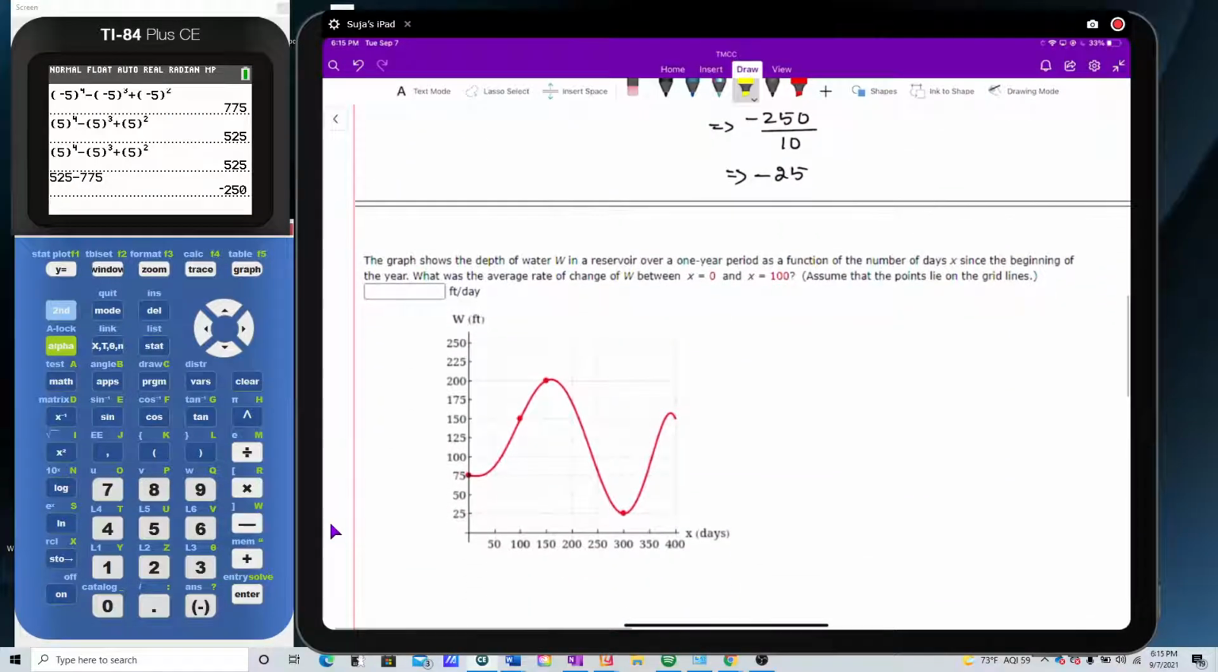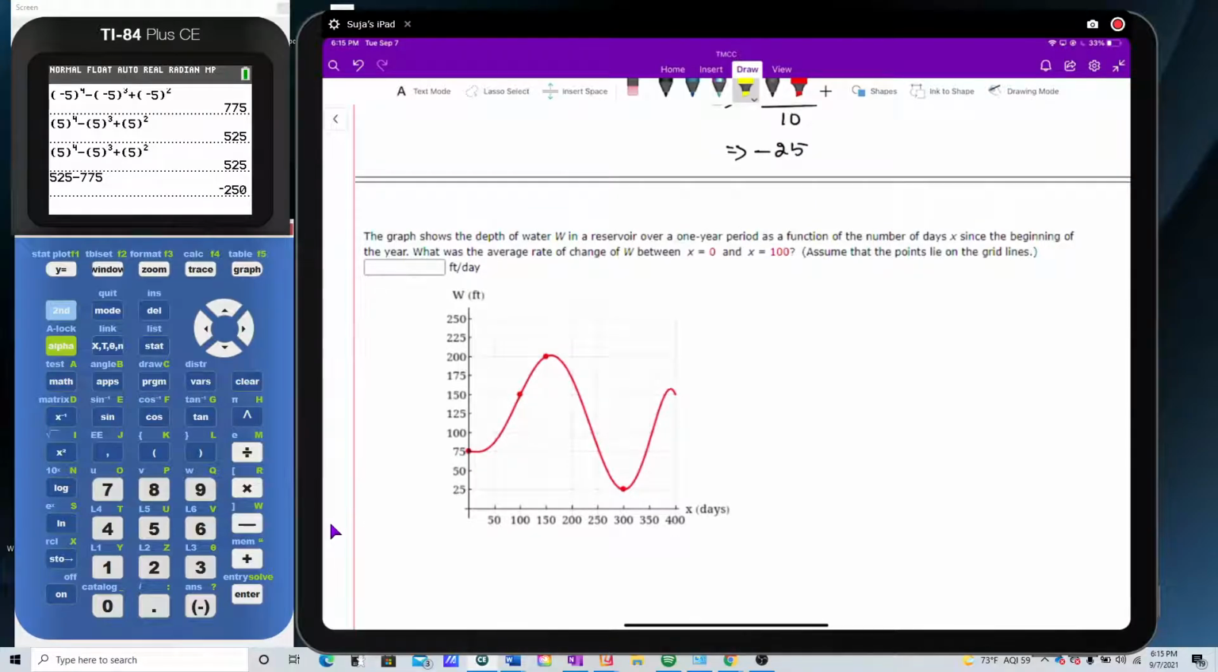Okay, the next one, it's again asking us to find the average rate of change, but the difference here is I'm seeing a graph. And it's asking what is the average rate of change of W between x equals 0 and x equals 100. Again, it's asking for average rate of change, so it is going to be change in y over change in x.